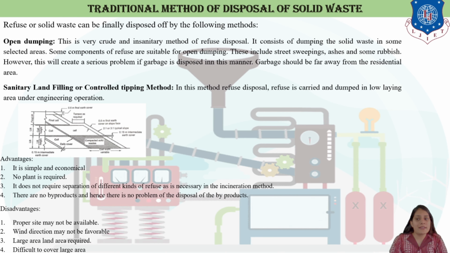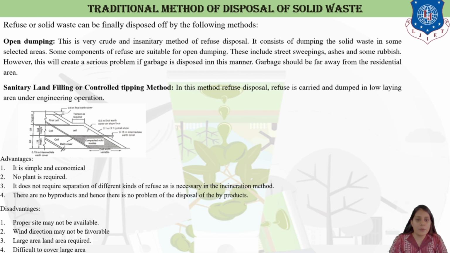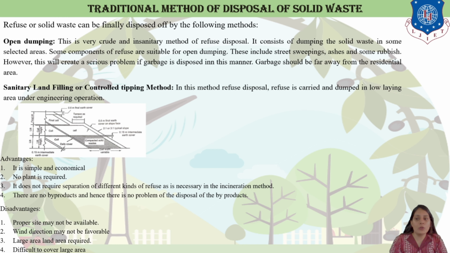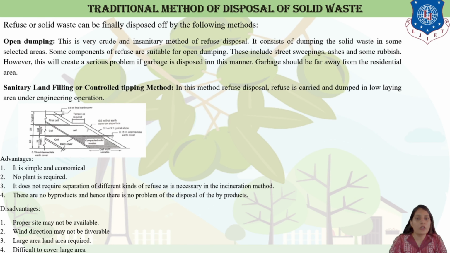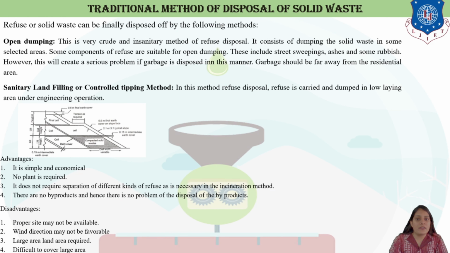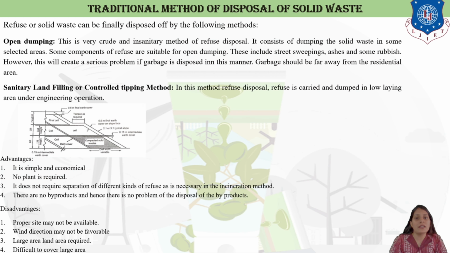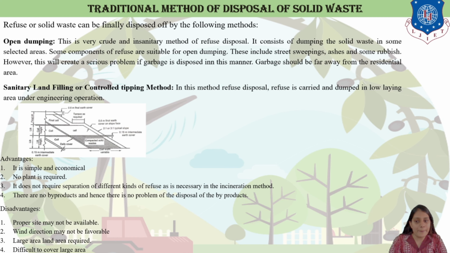Now let's discuss sanitary landfilling or the controlled tipping method, right? This is what we are actually using. In this method, diffused disposal waste is carried out and dumped in a low-lying area under engineering operations. Now what are we doing in it? We are just collecting. Now look at the figure. We are collecting the waste. Then what are we doing? We are making layer-wise layers, and we are giving some treatment so that it does not create any hazardous environment in that area, right?